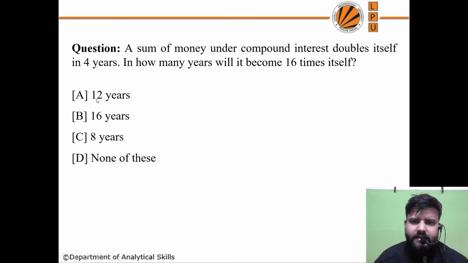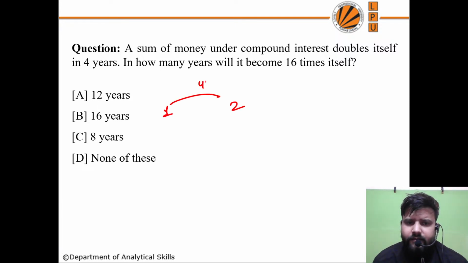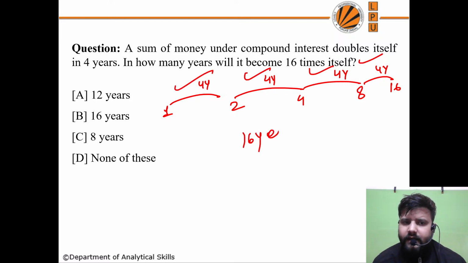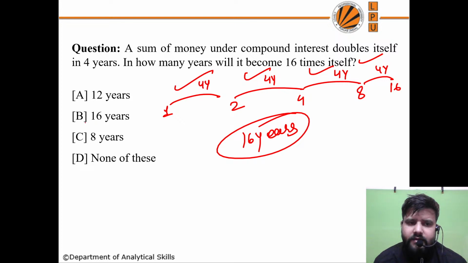Sumit says the answer is 16 years. So you will write like this. 1 to 2 becomes in 4 years. Then again it will double. It will become 4 in the next 4 years. Again 4 years it will take, it will become 8. Again 4 years it will take, it will become 16. So how many years? 4, 4, 4, 4. Total 16 years it will take to become 16 times. So the answer is option B.